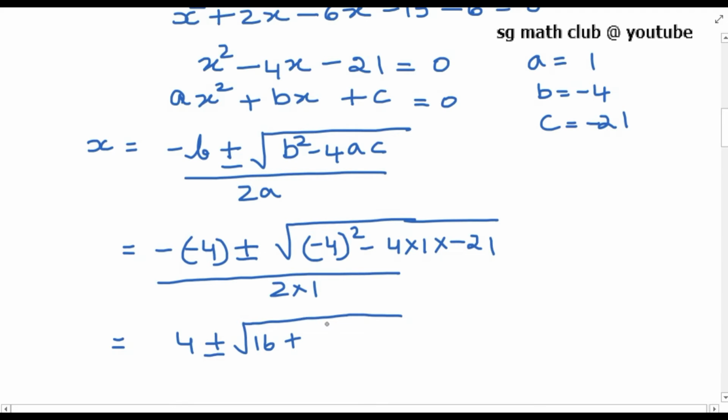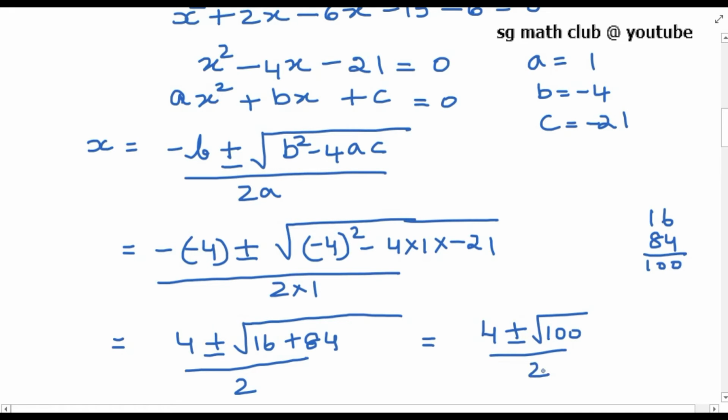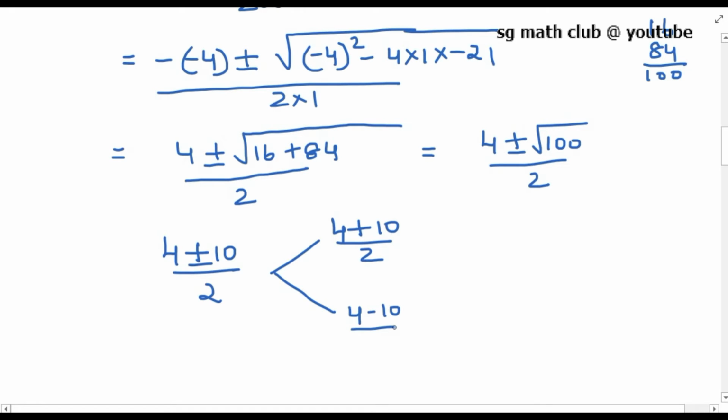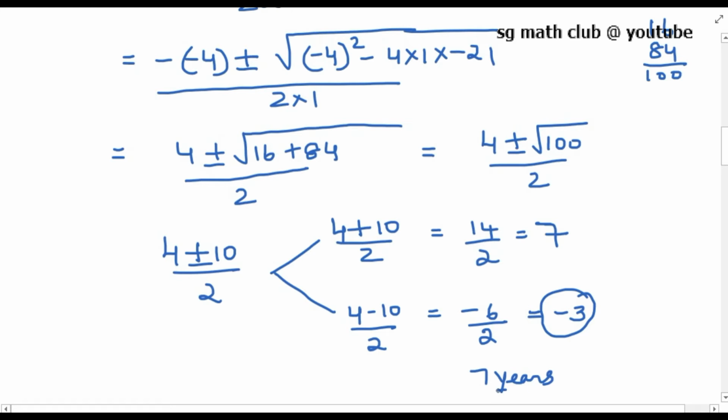Which is equal to 4 plus or minus square root of 16. Minus into minus is plus and 21 into 4 is 84, divided by 2. So when you simplify, 4 plus or minus square root of 16 plus 84, it is 100, divided by 2. So 4 plus or minus square root of 100 divided by 2. Square root of 100 is 10, by 2. We can split it into 2: 4 plus 10 divided by 2, and 4 minus 10 divided by 2. 14 by 2 is 7, and 4 minus 10 is minus 6, by 2 is minus 3. And we know age cannot be negative, so this value is rejected. So the present age of Rahman is 7 years.